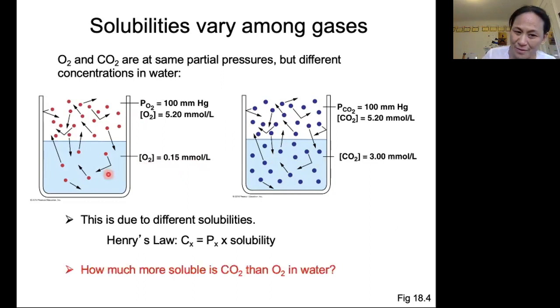Exactly how much more soluble is carbon dioxide than oxygen? See if you can calculate that. I'll give you a moment, hit pause if you need to. Hopefully you figured out that carbon dioxide is 20 times more soluble in water than oxygen. To arrive at that figure, we just divide 3 millimolar by 0.15 millimolar, and that gives us 20.